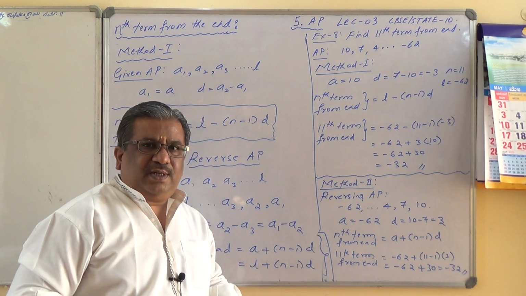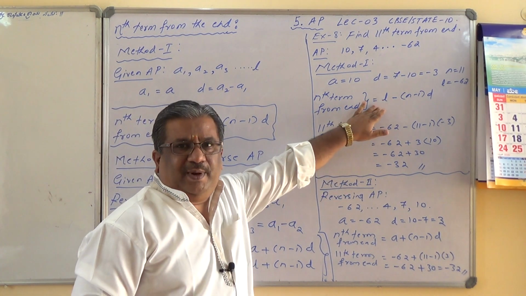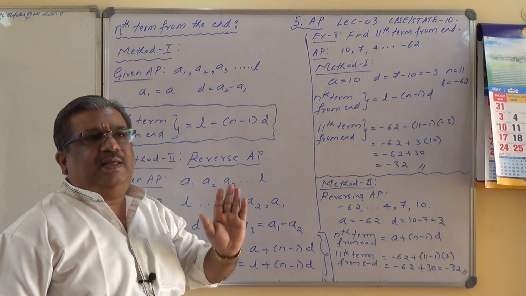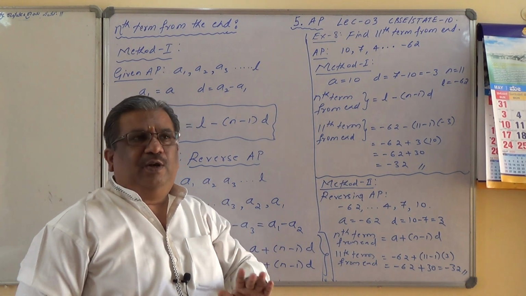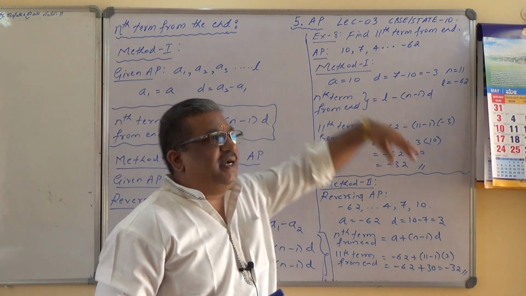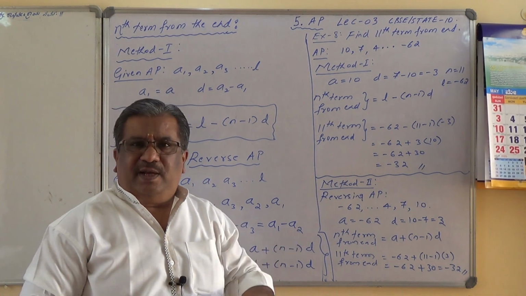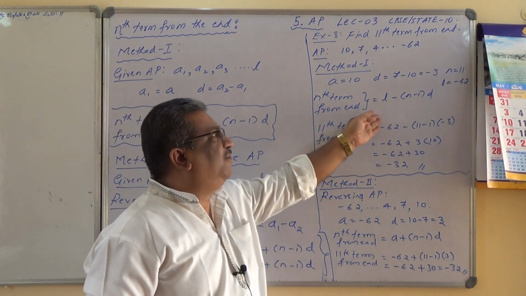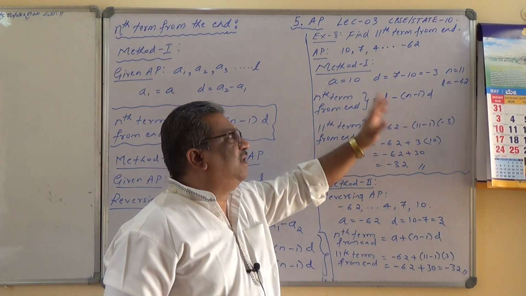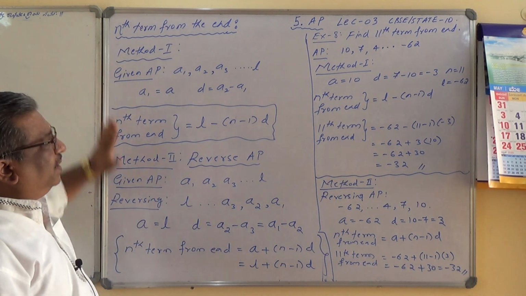Both methods you can use, but I feel more comfortable because I remember this formula. I put an effort to remember this formula. Nth term from the end is L minus n minus 1 into D. No change in the reversing at all. As it is, write the AP. Simply find out A, L and find out D as usual and apply the formula, which is a changed formula, that is L minus n minus 1 into D. So this is one concept of discussing nth term from the end.